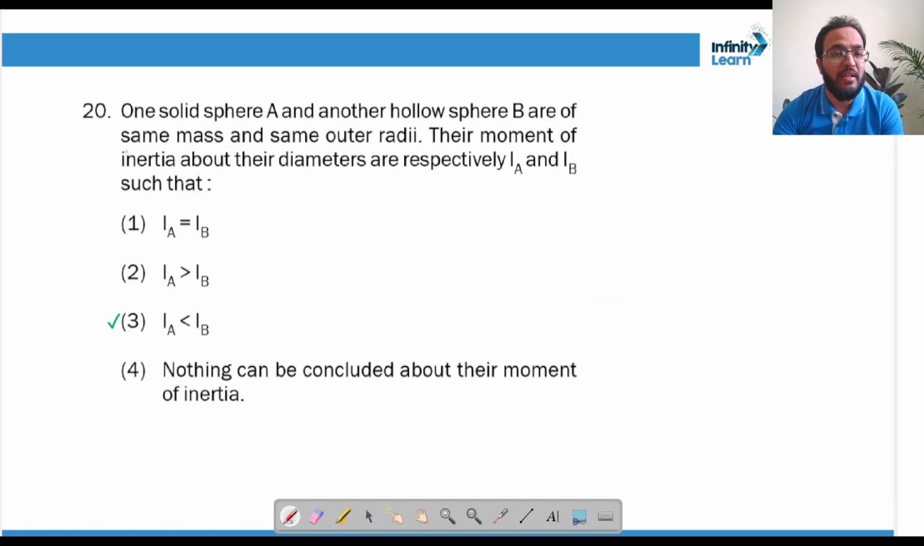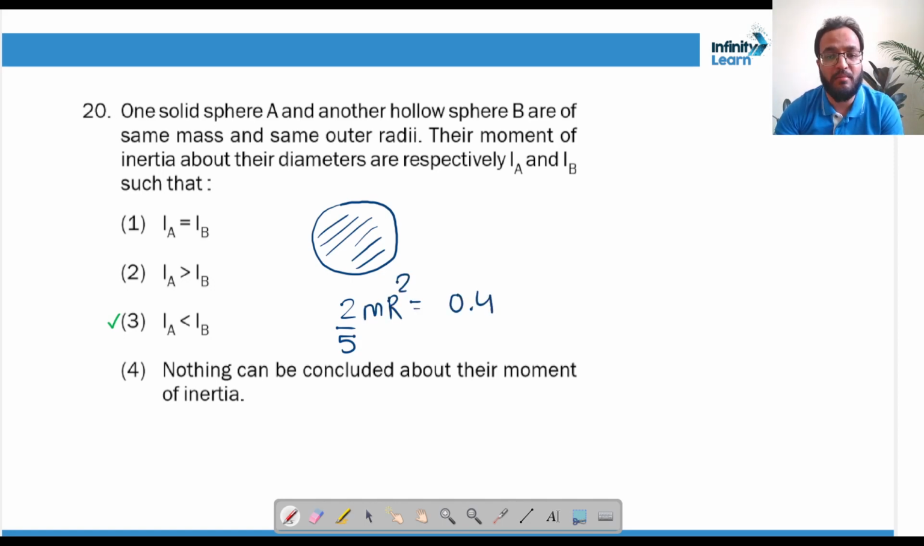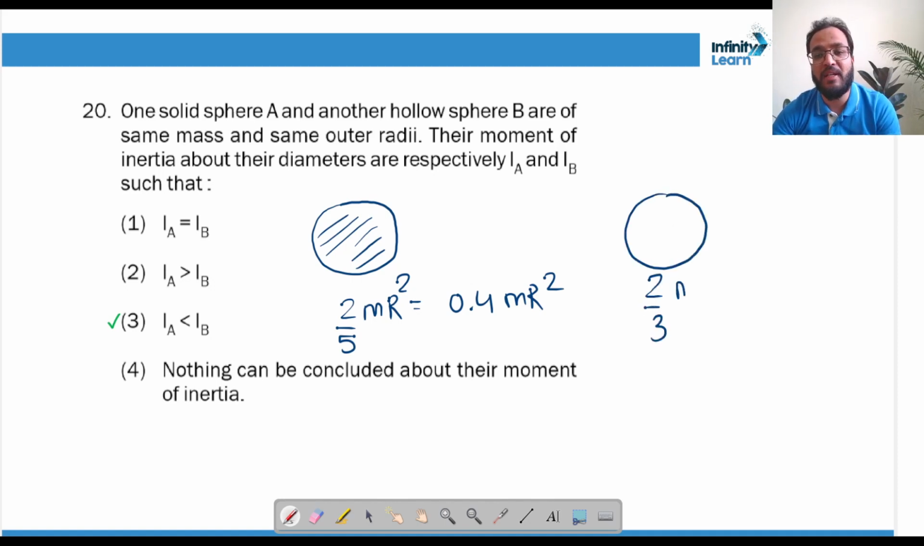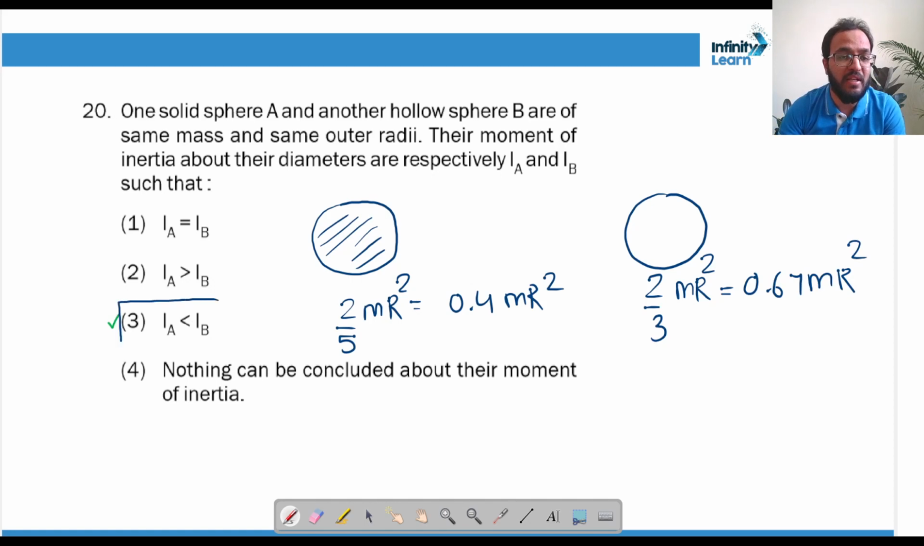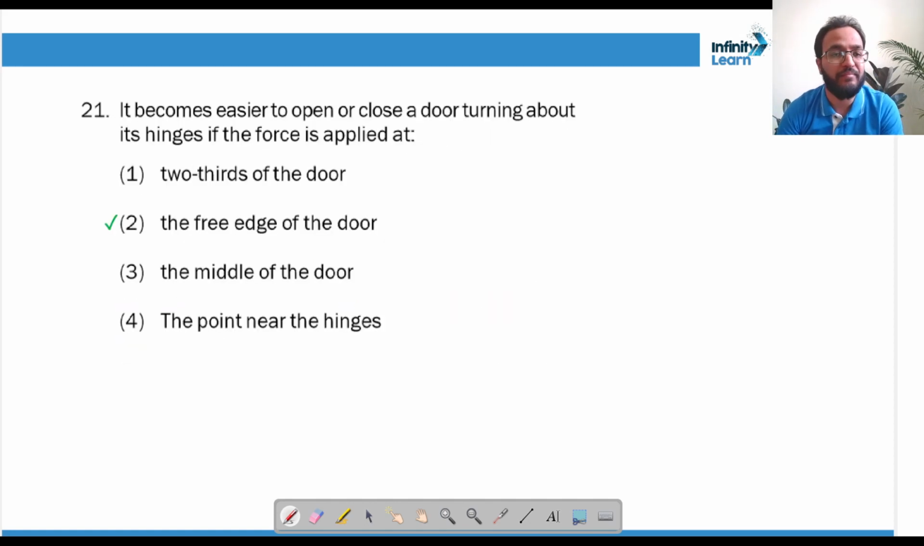Got it? Now, one solid sphere A and another hollow sphere B are of the same mass and same outer radii. So one is a solid sphere, so it is 2 by 5 mr square, that is 0.4 mr square, right? And another one is a solid spherical shell, it is 2 by 3 mr square, that is 0.67 mr square. So definitely IB is greater than IA, so there is no doubt about it.